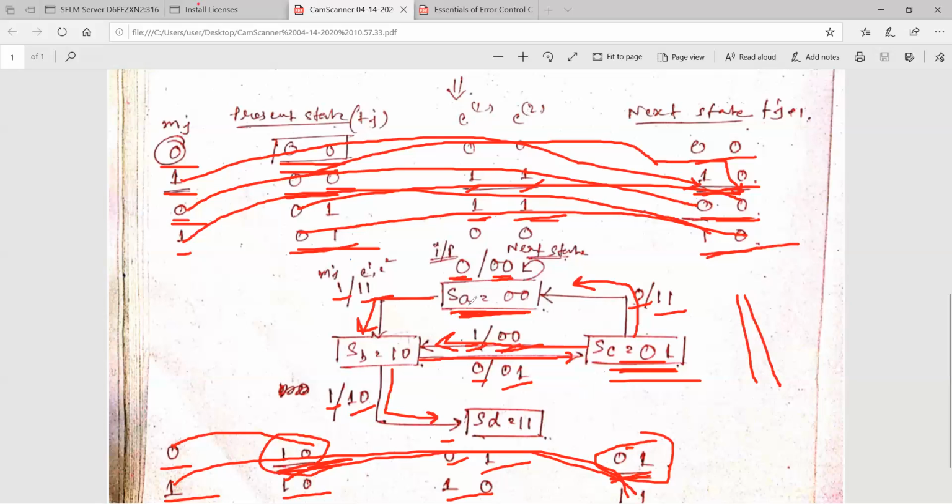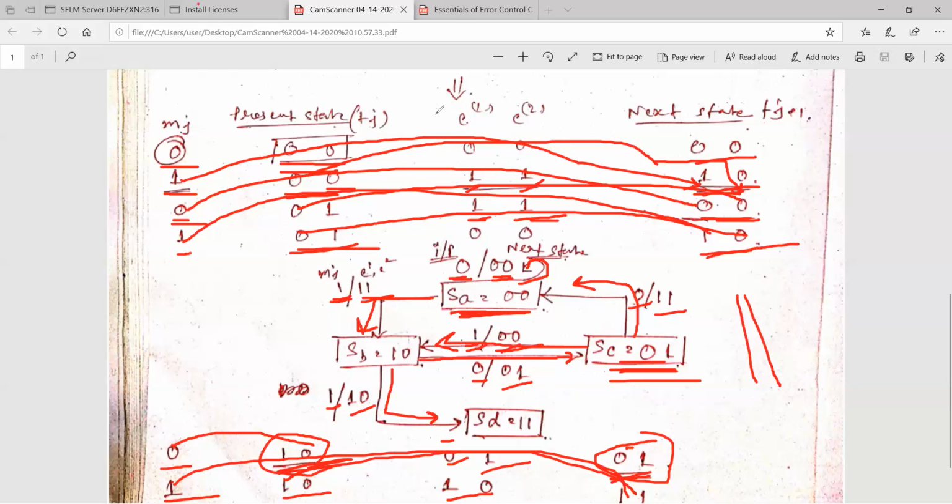Like when SA is converting to SB, that means present state 0, 0 is going to next state 1, 0, then this is the condition. The message should be 1 and C1, C2 will be generated as 1, 1. When 0, 0 is a self loop, that means 0, 0 is the present state and 0, 0 is the next state, then this is the condition. The message should be 0 and C1, C2 will be 0, 0. So in this way, you have to make the table and the diagram for all 4 combinations: 0, 0, 0, 1 and 1, 0, 1, 1.